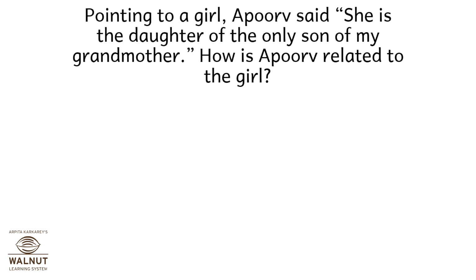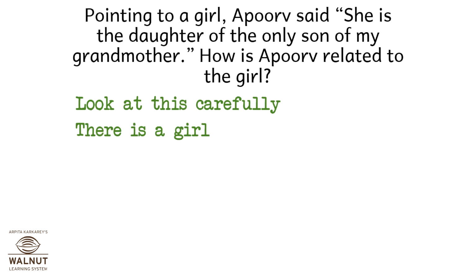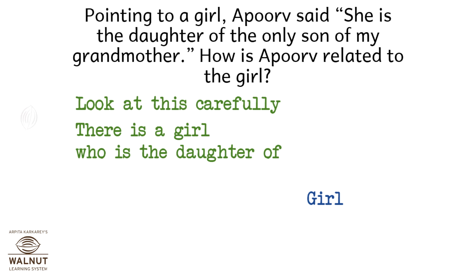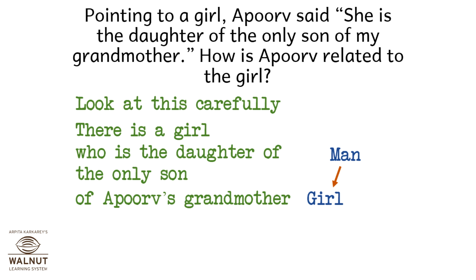Pointing to a girl, Apurva said, "She is the daughter of the only son of my grandmother." How is Apurva related to the girl? Look at this carefully. There is a girl. We write girl, who is the daughter of the only son. So we write the father of the girl, which is a man, of Apurva's grandmother. So we draw another woman on top of the man and we draw an arrow.